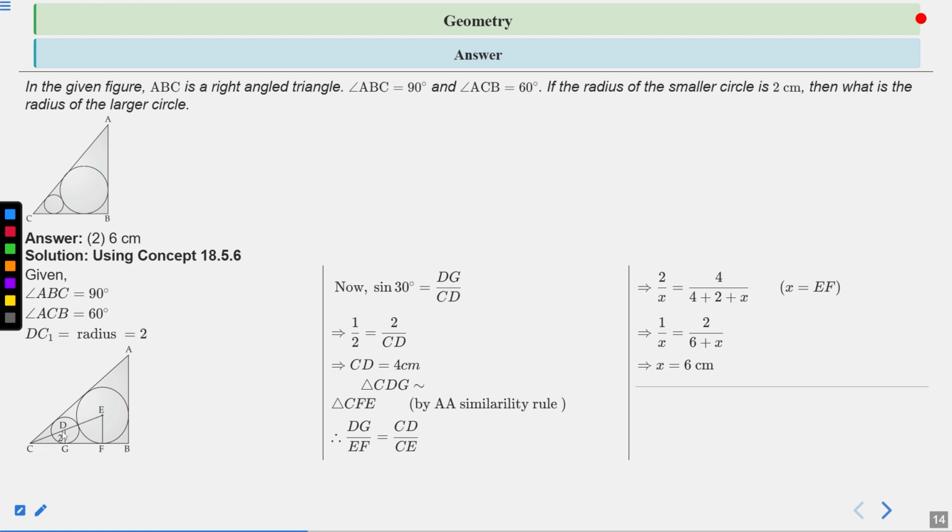Now we can clearly see that EF, which is labeled as x, is the radius of the larger circle. So it means the radius of the larger circle is 6 centimeter. So the second is the correct answer of this question. Next one.